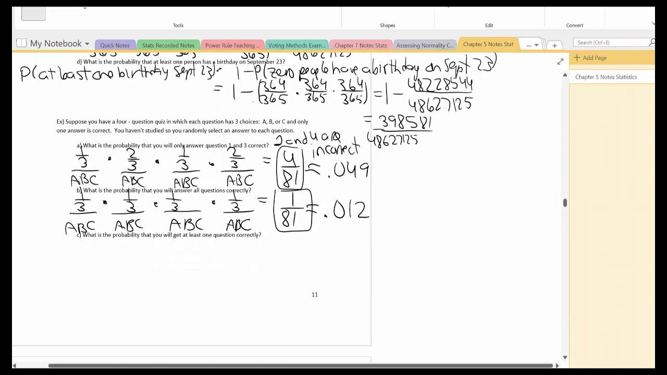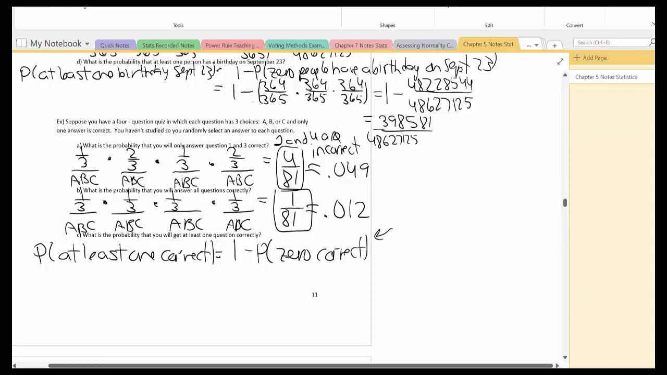Okay, part C, what is the probability that you will get at least 1 question correct? So again, the probability of at least 1 correct is the same thing as 1 minus the probability of getting 0 correct. Now remember what that means then. All 4 answers are incorrect. That's what that means.